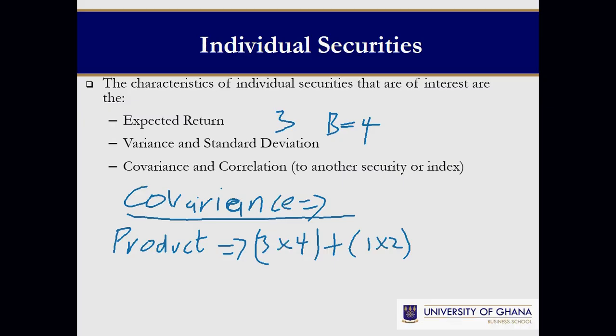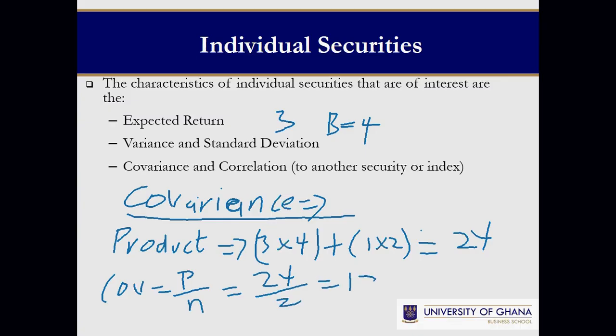Remember, 3 is for the first investment, and 4 is for the second investment. Let's say there are only 2 years. So here is 12, and here is 2, and we are getting 14. If we want to get the covariance, it is equal to the product over n, where n is the number of years. So the product is 14 over n, which is 2, so we will be getting 7. That is it for the covariance, right? We will solve a practical example to appreciate this.